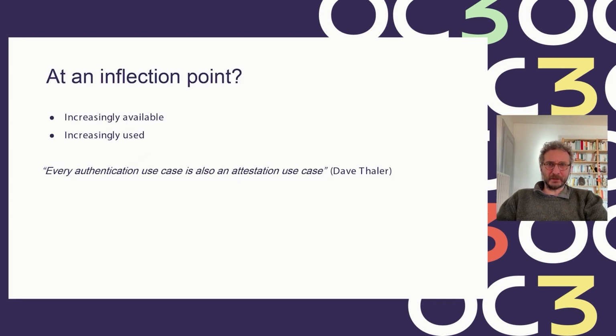So attestation is increasingly available and increasingly used, and we posit we are currently at an inflection point. Confidential computing is an awesome use case, but it's not the only one, and Dave Thaler has this nice catchphrase that says every authentication use case is also an attestation use case. Effectively, each time one has an authentication need, attestation, which is at its core a very strong form of identification, can be used instead, as a replacement or to reinforce the existing authentication mechanism.